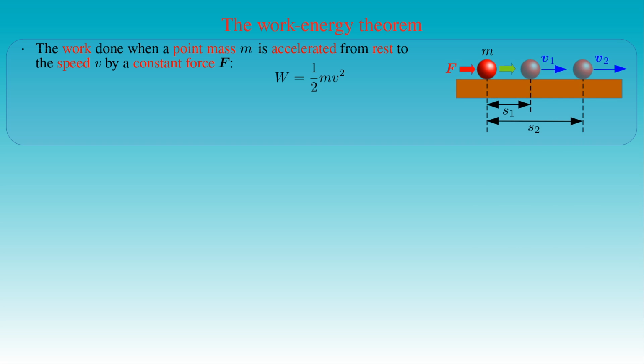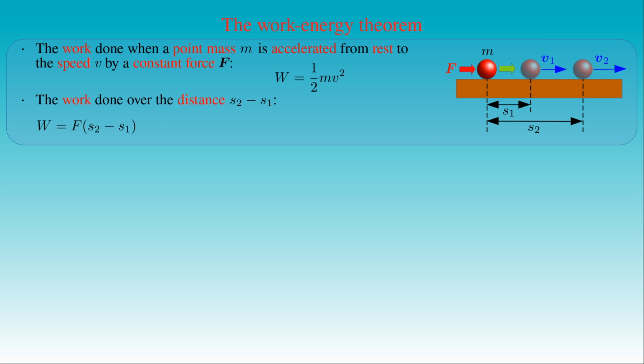We have just determined the work W done by a constant force F acting on a point mass m when it is accelerated from rest to a given speed v, and we found that it is equal to 1/2 times the mass m times the square of the speed v. This work is done while the point-like body is accelerated over a given distance, and the formula can also be applied to compute the works done when the moving point mass covers the distances s1 and s2.